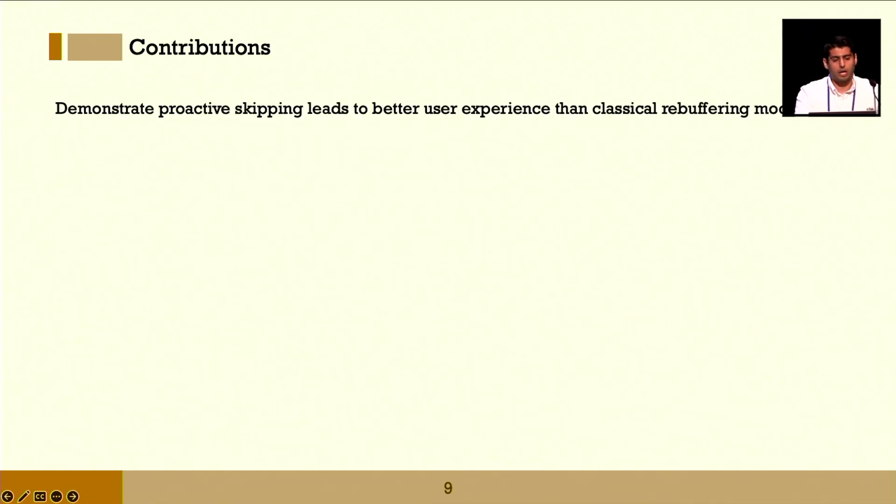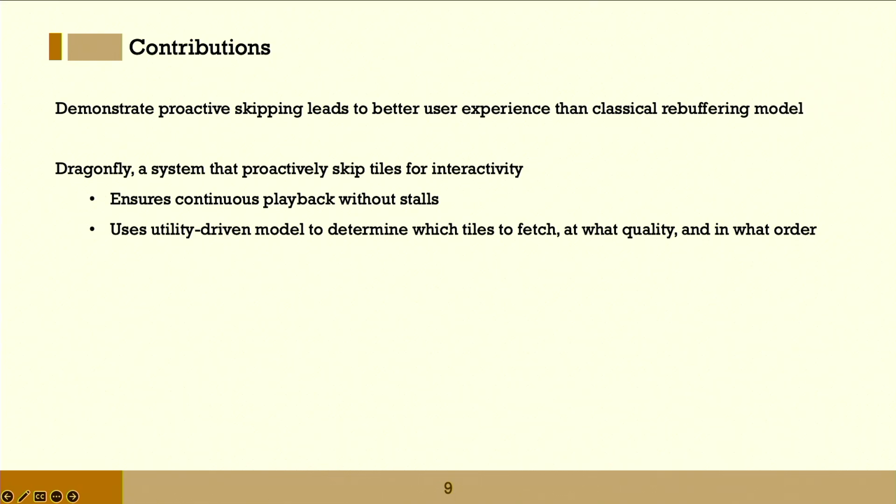So for this work, we will demonstrate that proactive skipping leads to a better user experience than the classical rebuffering model. For that, we propose a new system called Dragonfly, which proactively skips tiles for interactivity. It ensures continuous playback without any stalls, and at the same time uses a utility-driven model to determine which tiles to fetch, which not to fetch, and those to be fetched in what quality and what order.